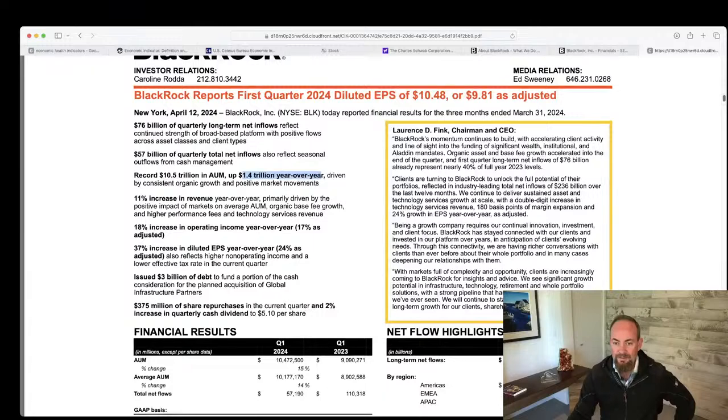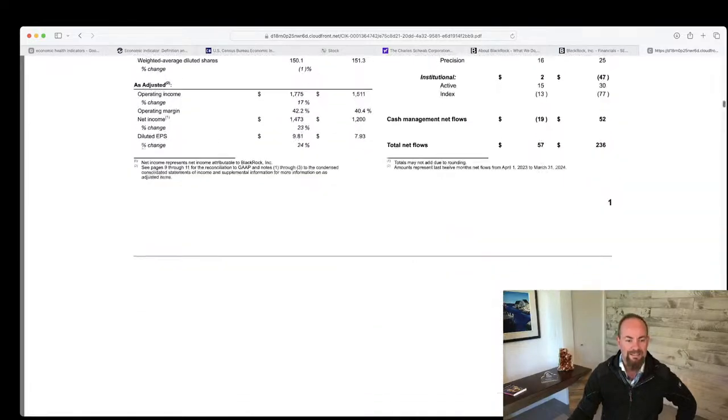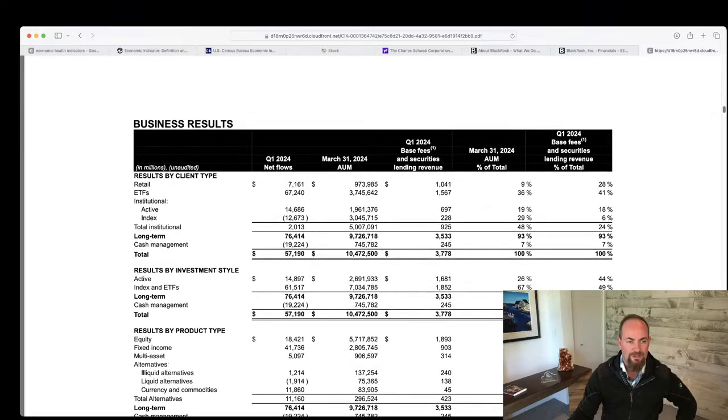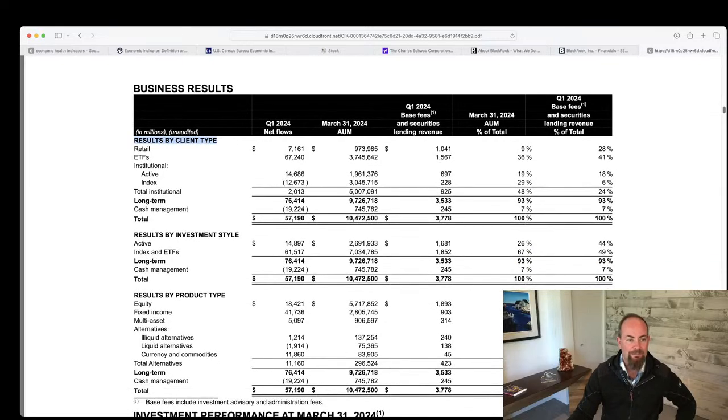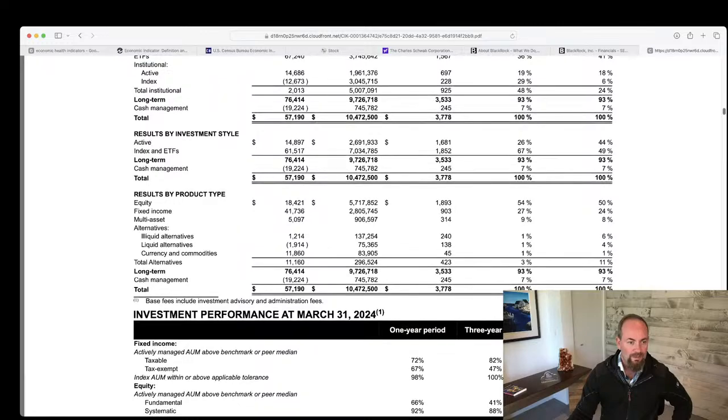So then you go to, where did I read that they were just all focused on the individual investor and making sure that they took care of the individual investor? Well, really it gets down to the nitty gritty in their financial results. By client type, retail is the individual investor, right? Retail, individual investor, net inflows. Here, I want to give you the total, 57,190,000 right there.